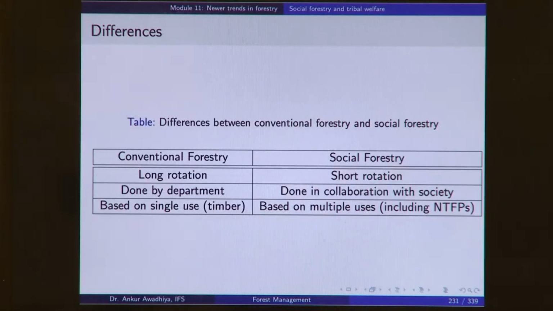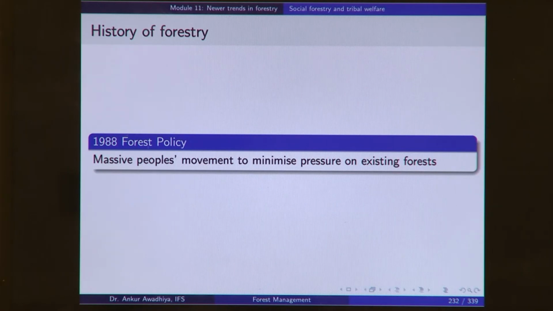So, what are the differences between conventional forestry and social forestry? Conventional forestry is typically long rotation crops, social forestry is short rotation crops. Conventional forestry is done by the department, social forestry is done in collaboration with the society. Conventional forestry is based on a single use of forest for timber, whereas social forestry is based on multiple use of forest, including NTFPs. And then a watershed moment came in 1988.